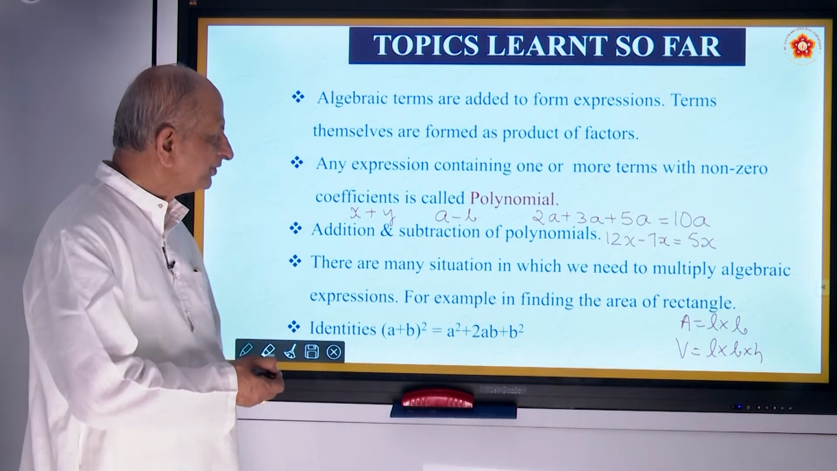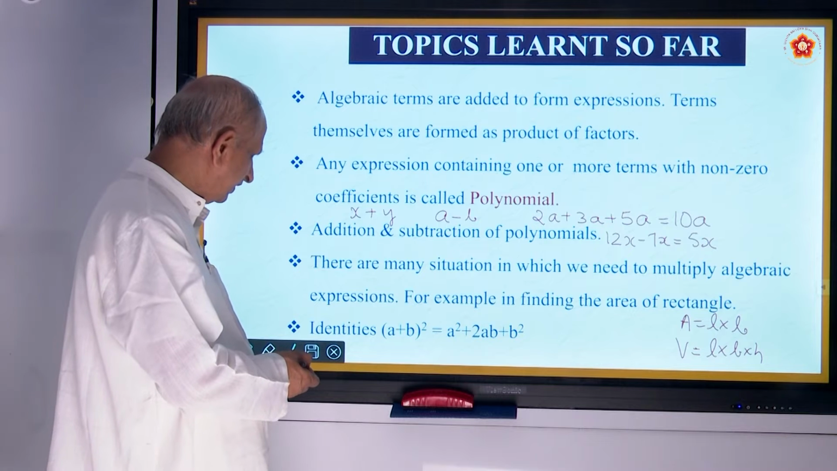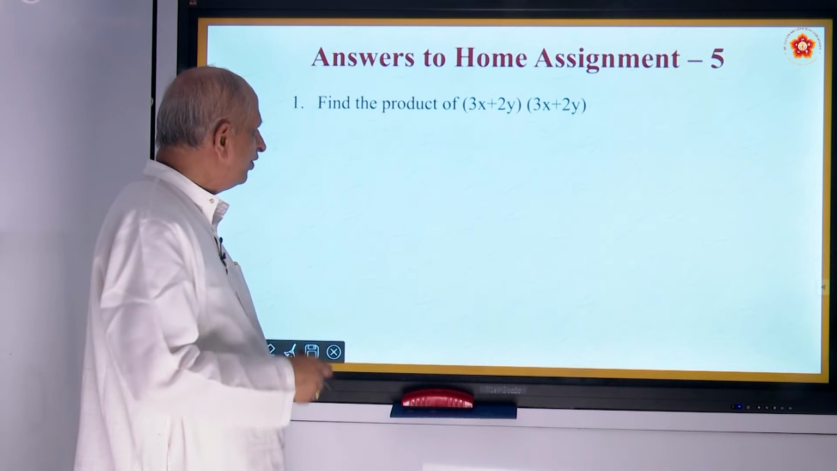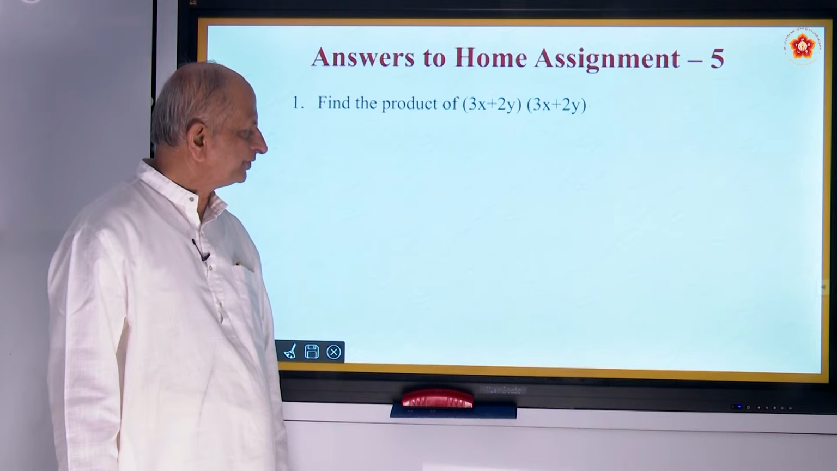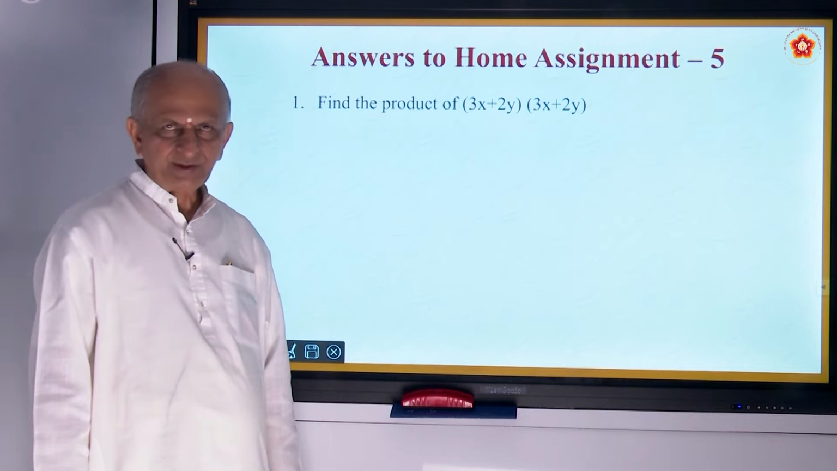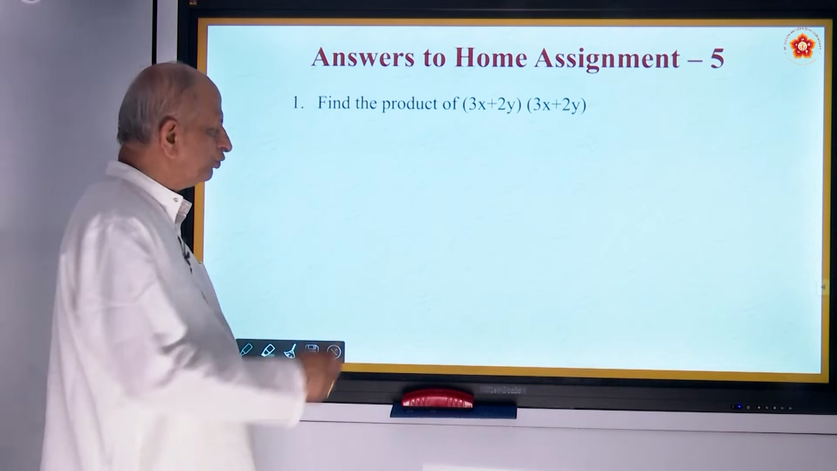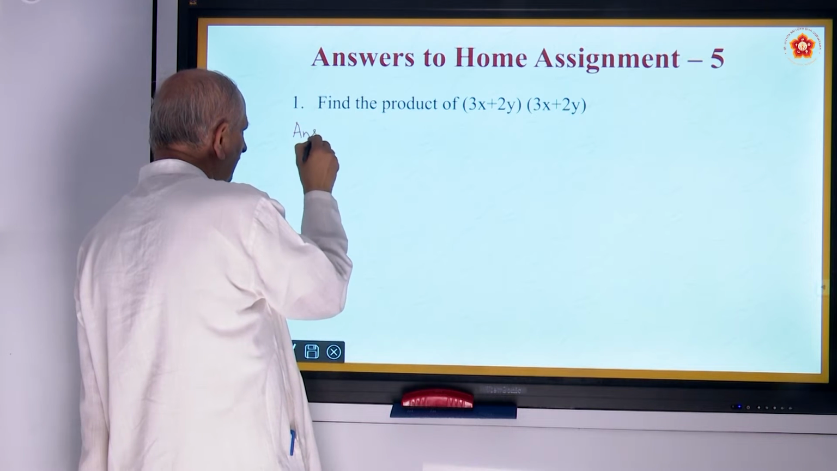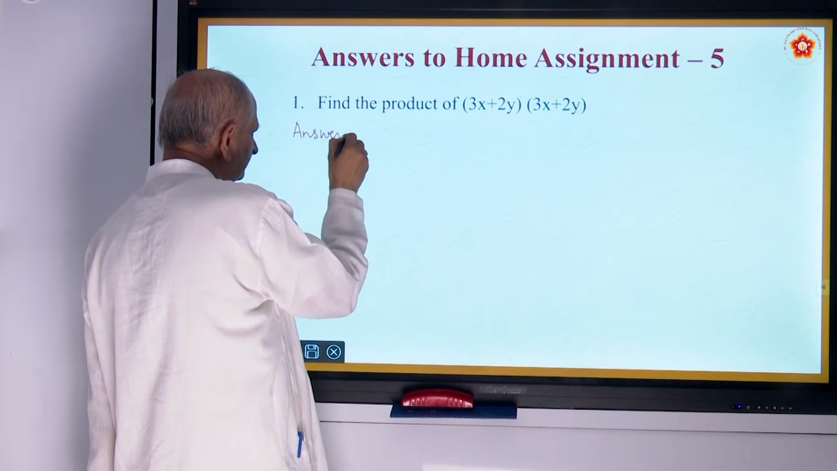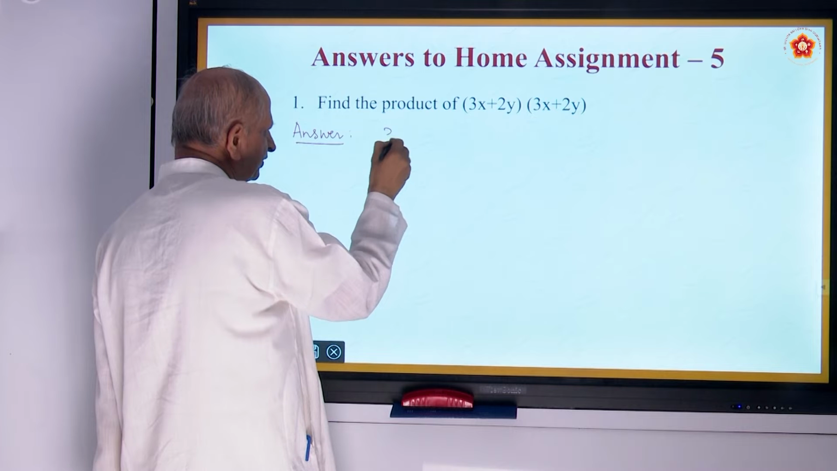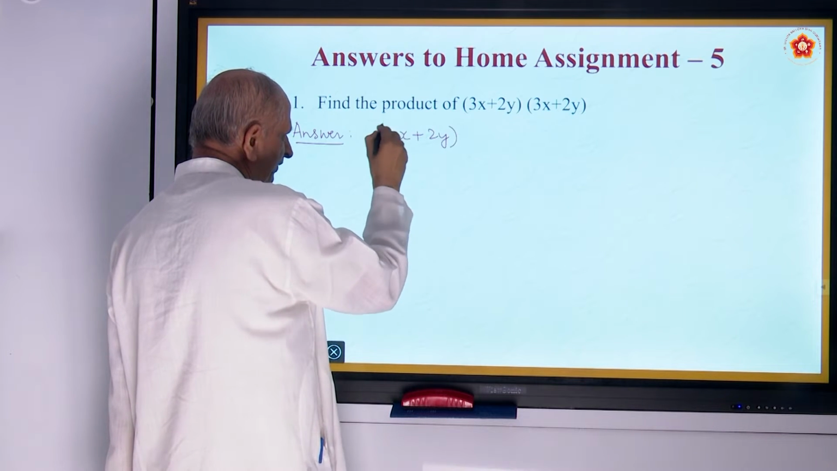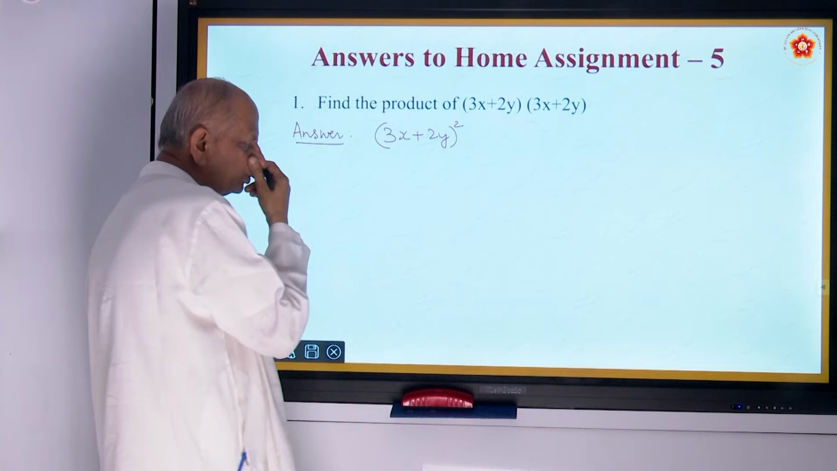So, I think you have seen or worked out the home assignment given. Let us see what they are. Find the product of 3x plus 2y into 3x plus 2y. So, the solution is: 3x plus 2y into 3x plus 2y means what? (3x plus 2y) whole square.